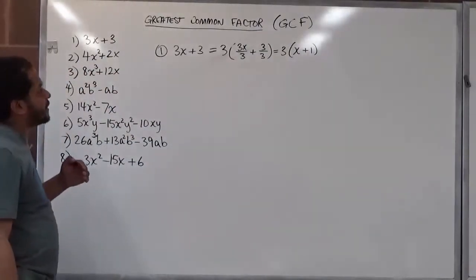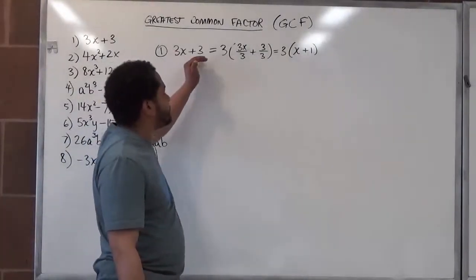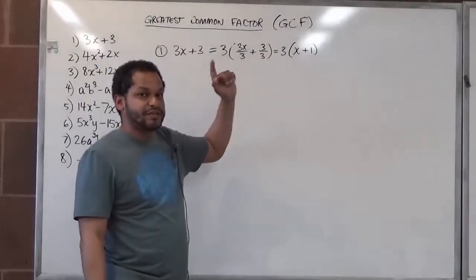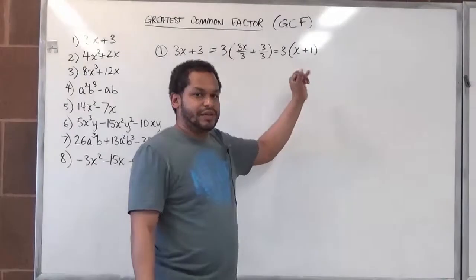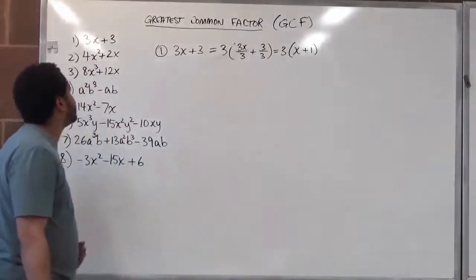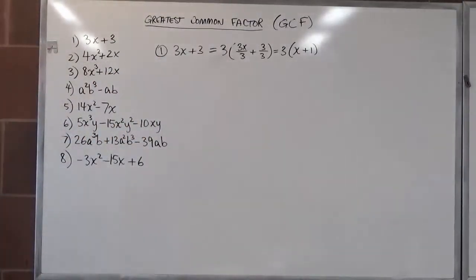And so when we factor the greatest common factor out of 3x plus 3, we see the greatest common factor is just a 3. But the whole factored term is 3 times parentheses x plus 1, close parentheses. So let's move on now and find some greatest common factors with the rest of these other 7 problems.